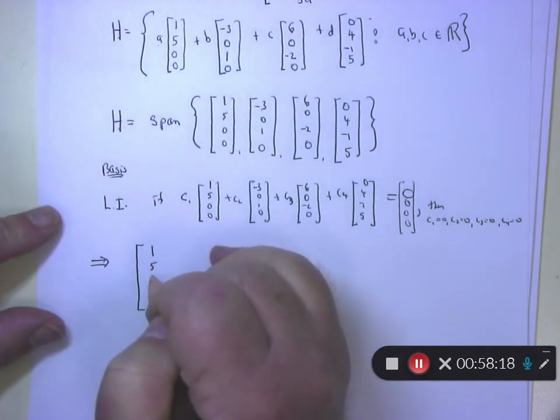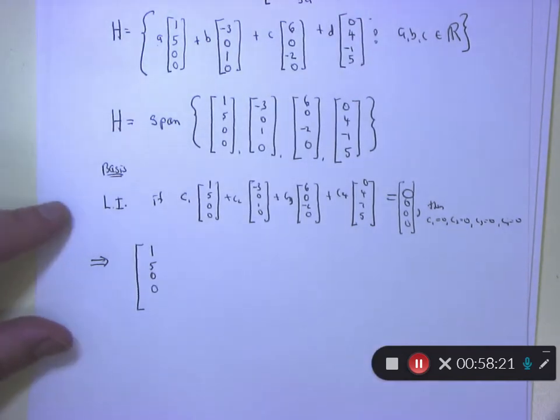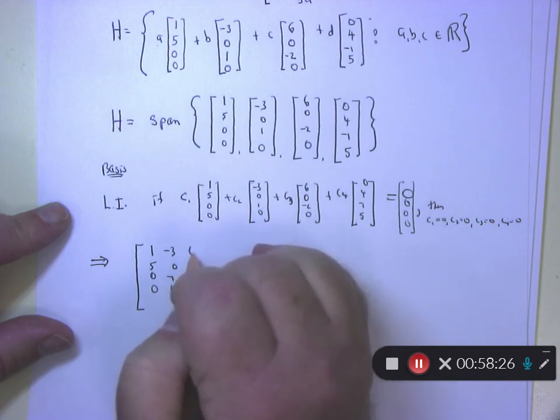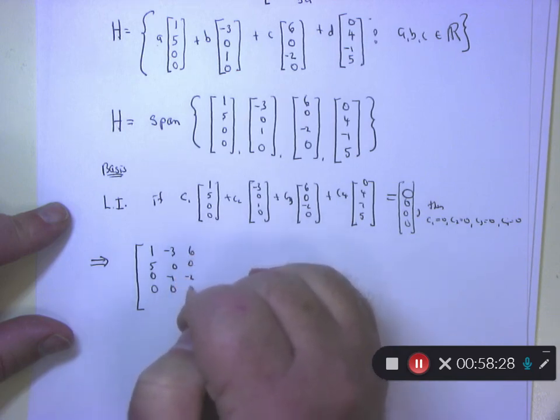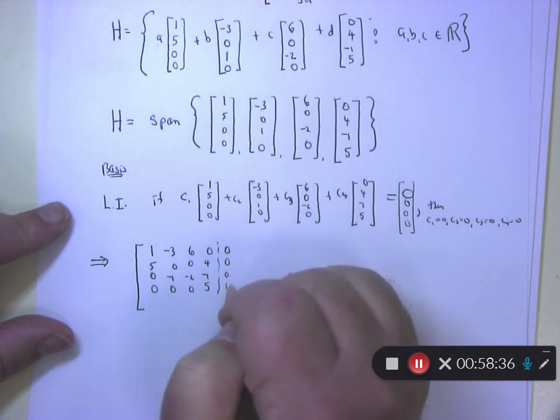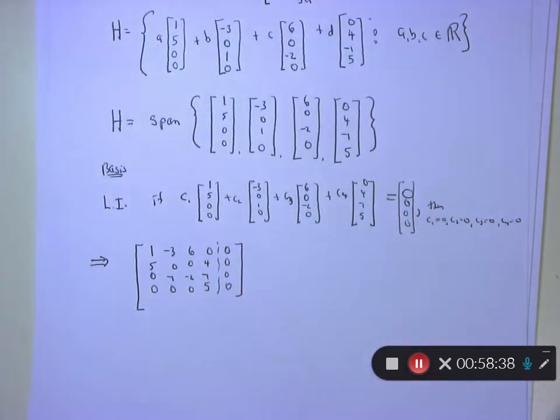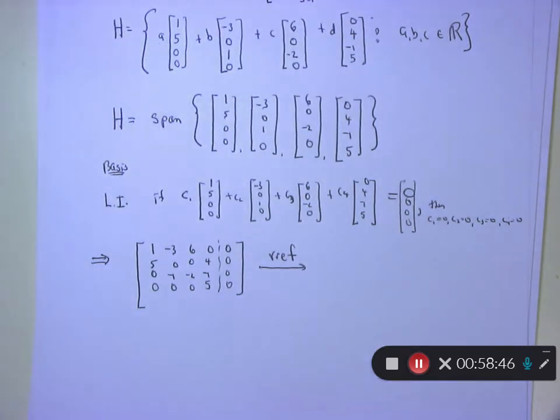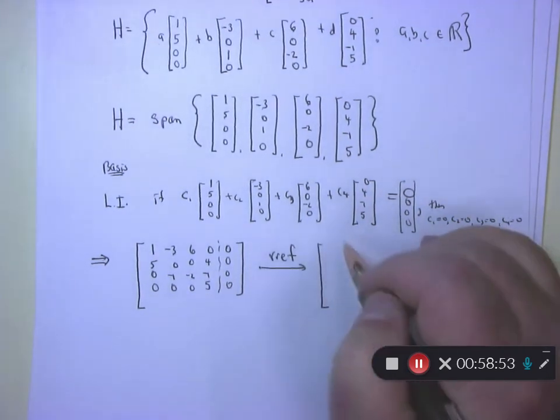1, 5, 0, 0, negative 3, negative 1, 0, 6, 0, negative 2, 0, 0, 4, negative 1, 5, augment with 0, 0, 0, 0. And now, what would you do? Okay. Because of time, and I got other things to do, we're going to go magically off the calculator and go RREF on this thing. Let me show you what you get. When you do RREF, I got this.